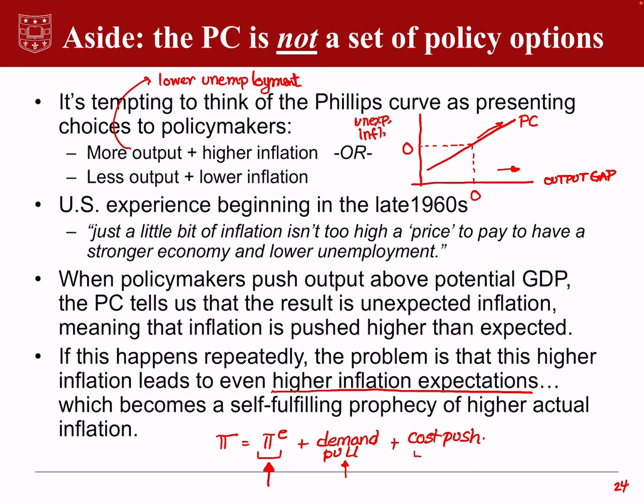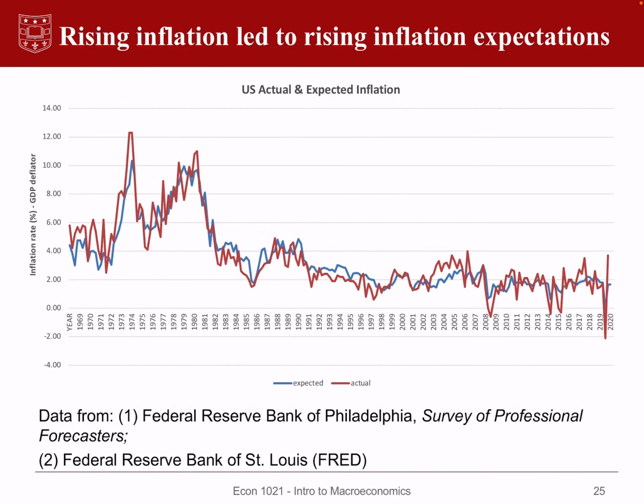We had oil price shocks, among other things that were happening on the supply side. There was some productivity slowdown that was also happening. So that was tending to push up inflation. And we just had this kind of self-fulfilling prophecy of higher and higher inflation in the macroeconomy.